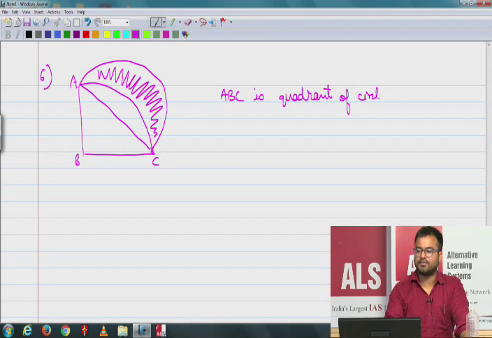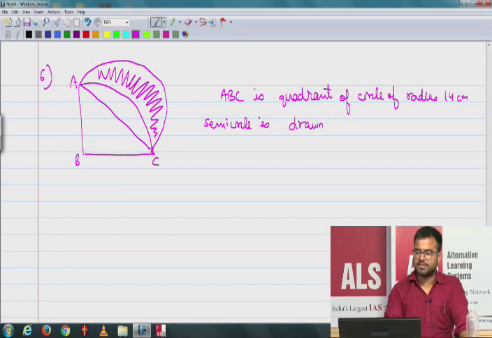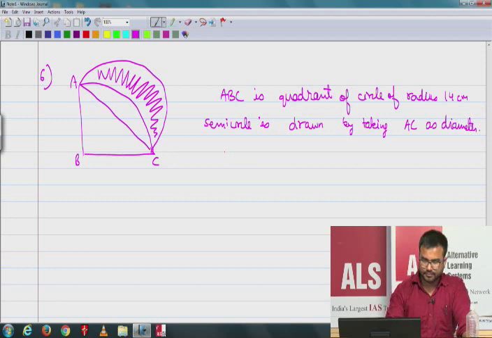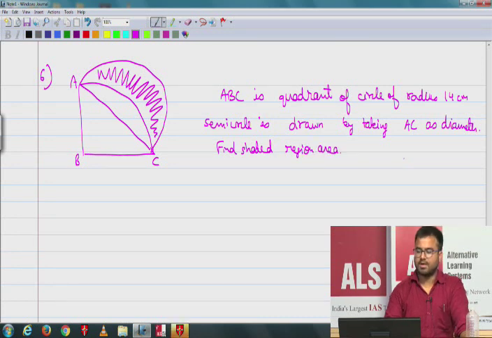ABC is a quadrant of a circle of radius 14 centimeter, and a semicircle is drawn by taking AC as diameter. So find the area of our shaded region. And use pi as 22 by 7.